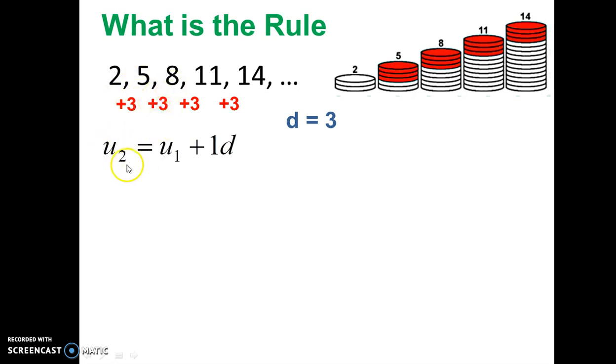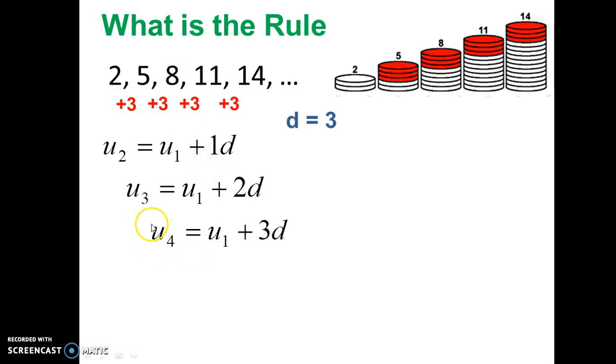Now to get the third term, u3, which is 8, we start with u1 and we add the common difference once and twice. So we have u1, which is 2, plus 2 times the common difference gets us to 8. So let's continue that pattern.